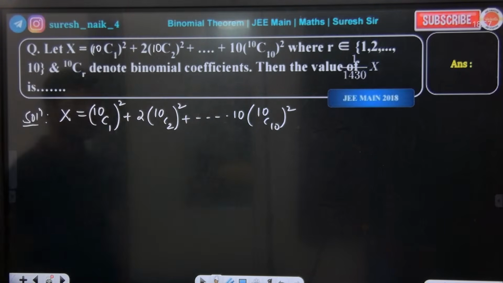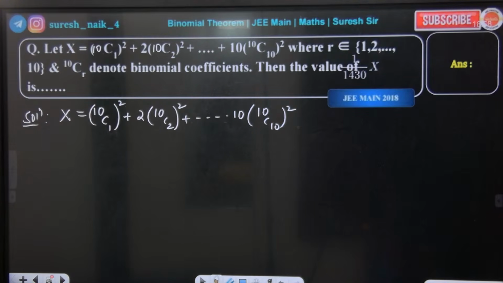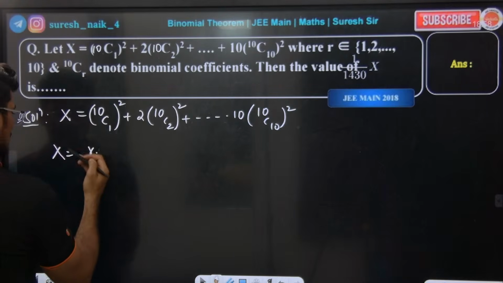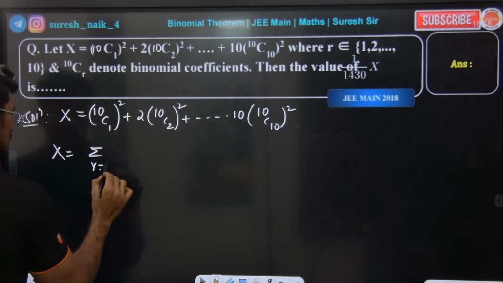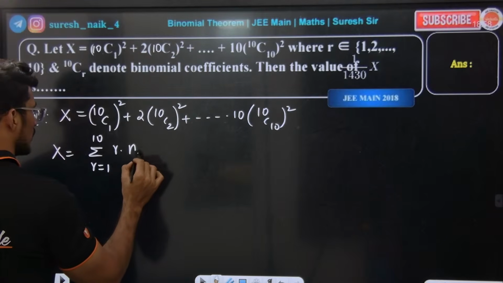Guys, this is the following general term: r into nCr whole square. This is basically x, right? This is the following: sigma r equals 1 to 10, r into nCr.